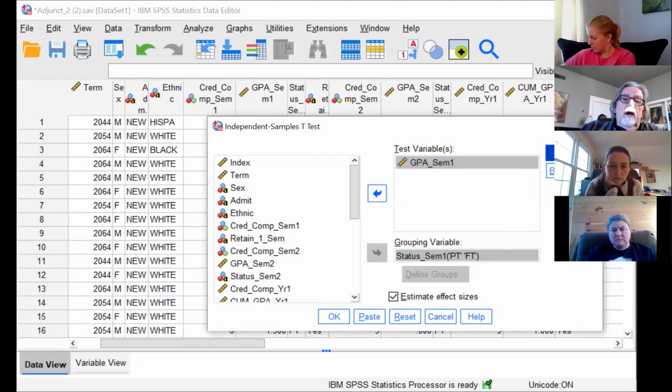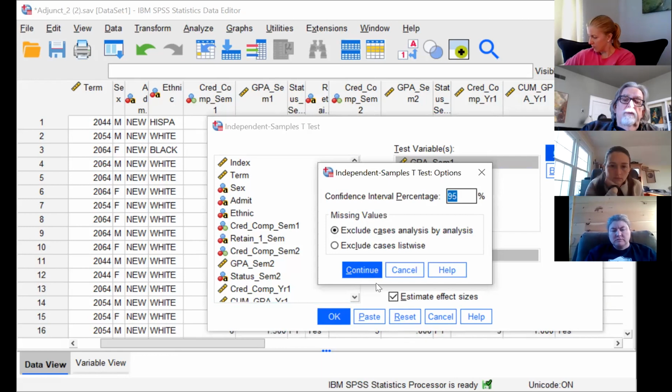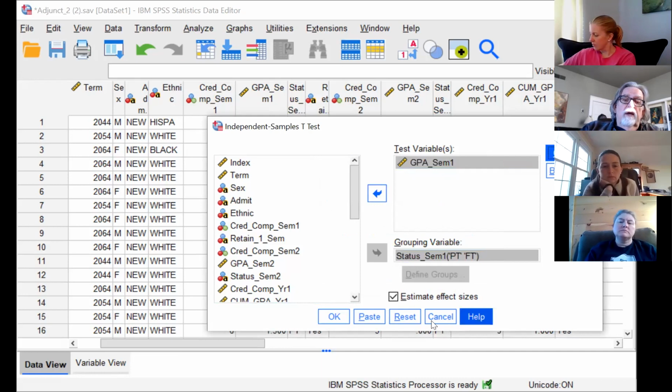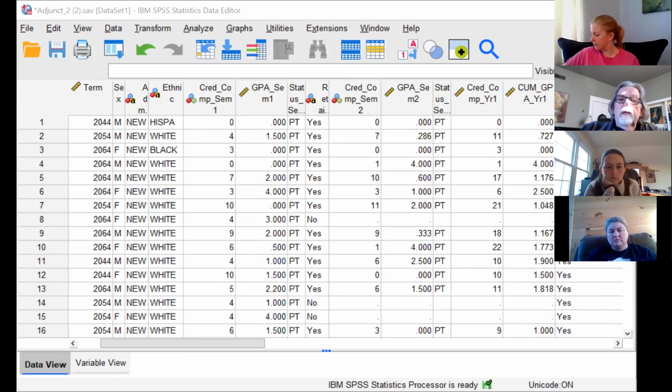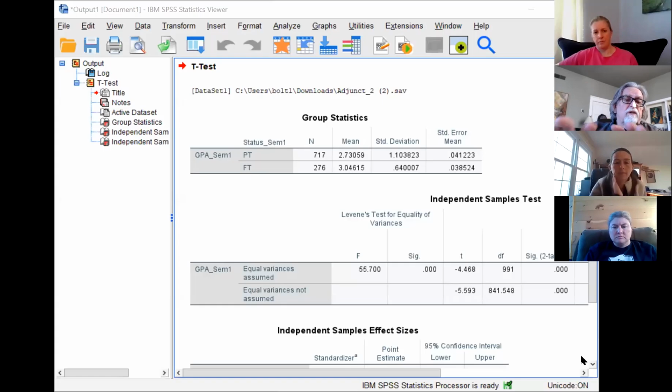I don't need to worry about options. It'll give me the demographic stuff, so I'll ignore that. There's nothing else I do here. Now, I have to stop that share and share the output. That's why I like the JASP thing that I used in other classes, because everything's in one set of windows, and it's not like completely separate windows.